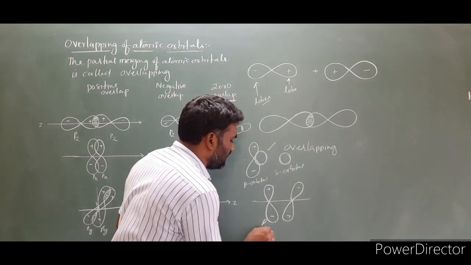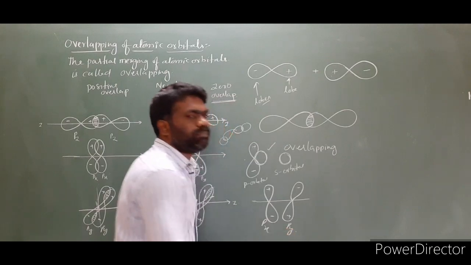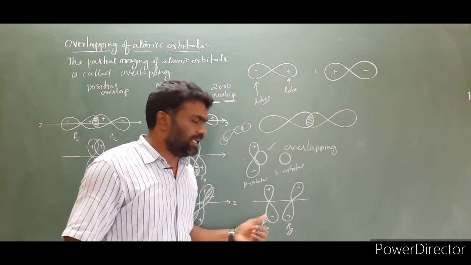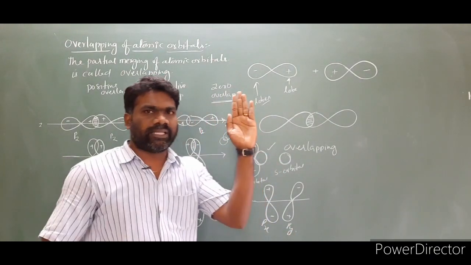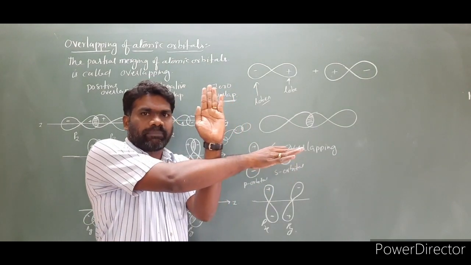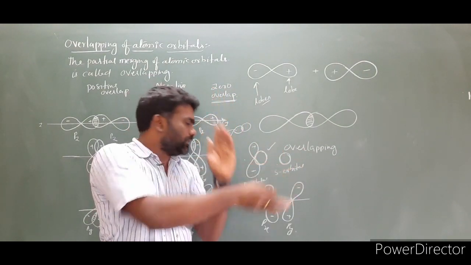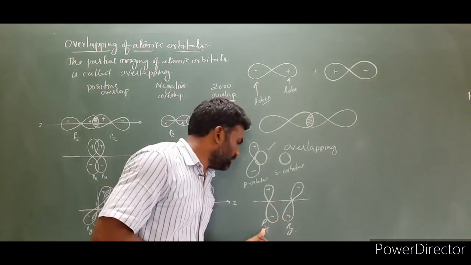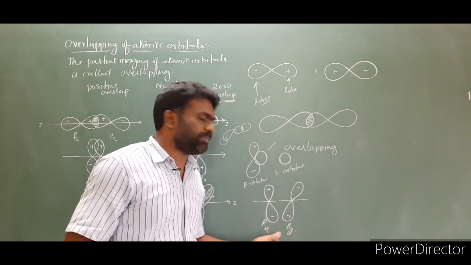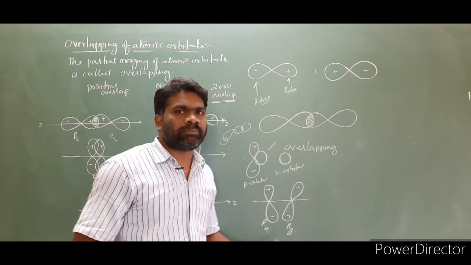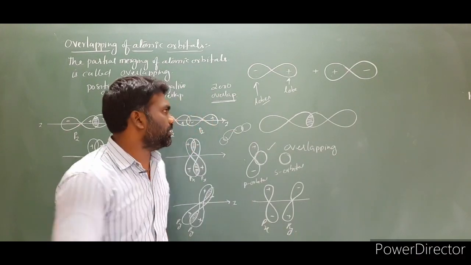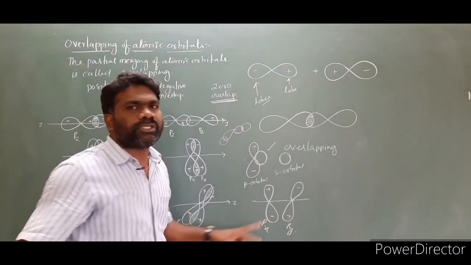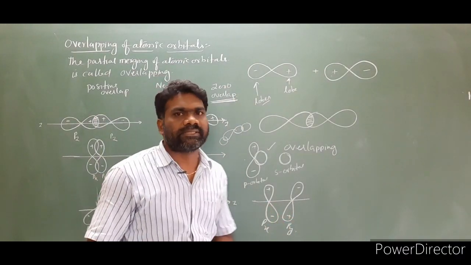I am labeling this as px, this as py. Px is imagined like this, and py will be like this. Both are perpendicular to each other. When both are perpendicular to each other, then overlapping is not possible. So px py orbitals, or px pz orbitals, or py pz orbitals are not possible to overlap. So we have to call it zero overlapping. Here overlapping is not possible.